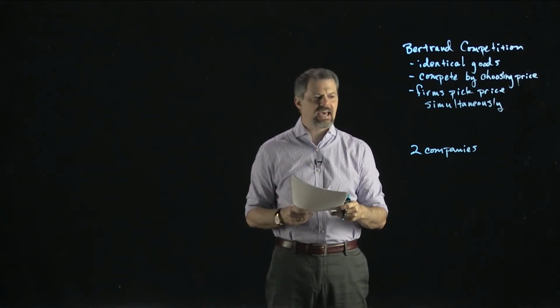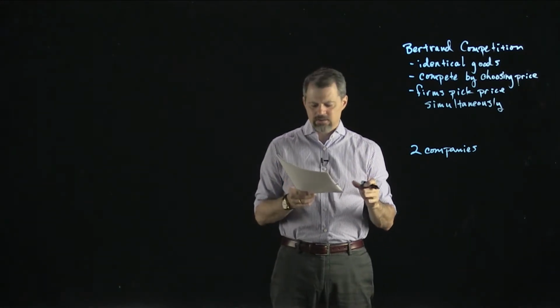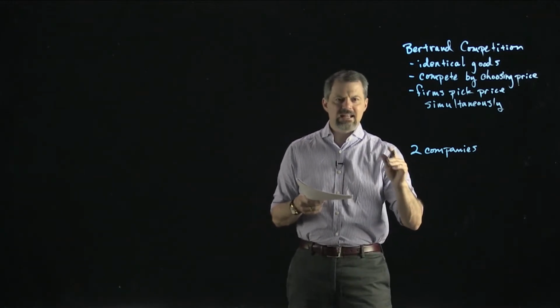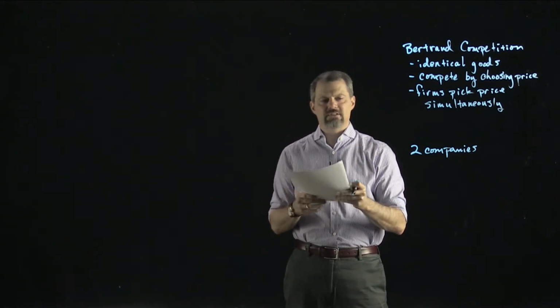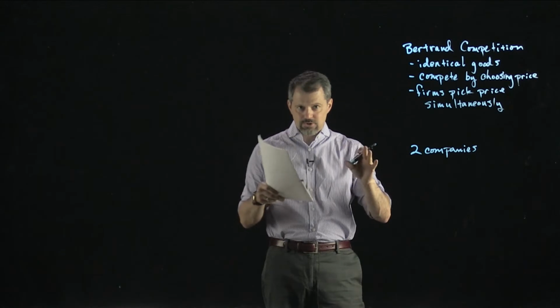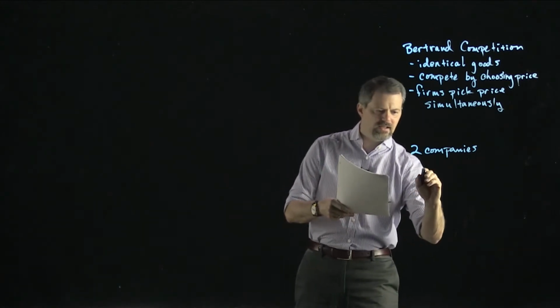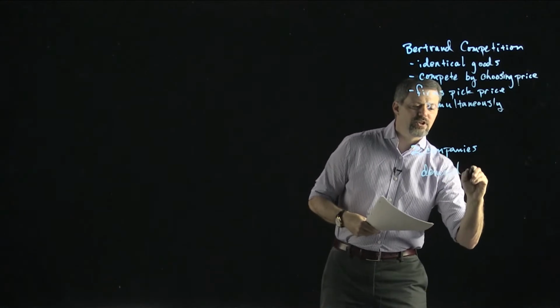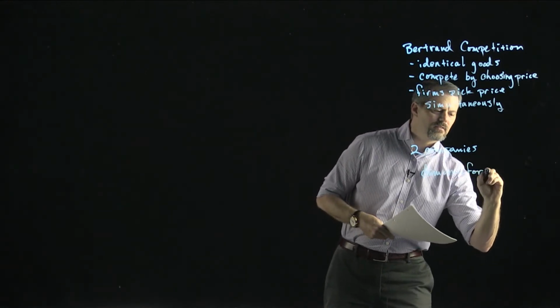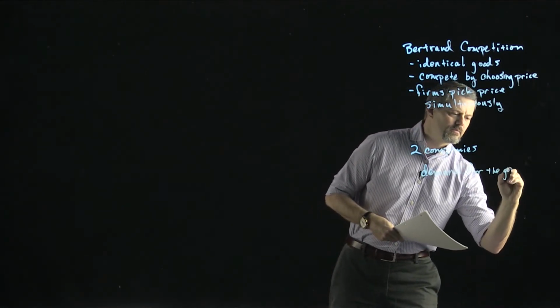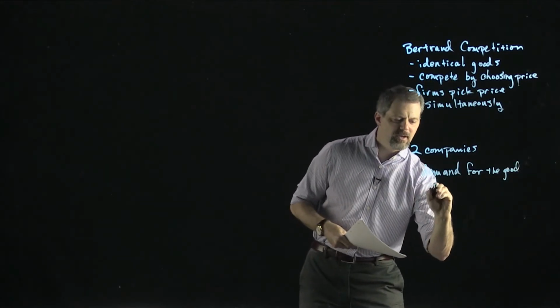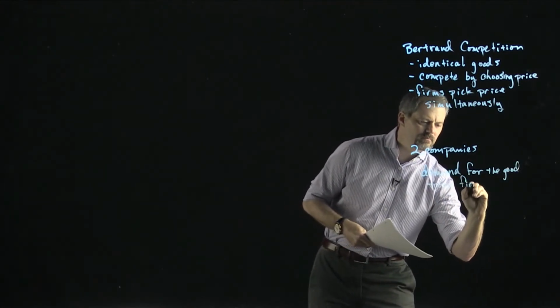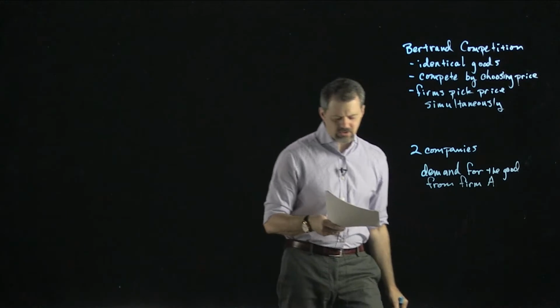So they each get half the demand for the good. So here's what demand looks like. Demand is going to look a little different than what you're used to, but don't worry about that. So demand, let's say demand for the good from firm A, is going to look like this.